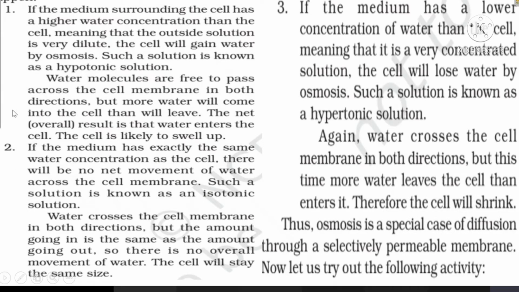Whereas if you put the cell in a hypertonic solution, it means it's a highly concentrated solution. Concentrated means not water concentration, but salt or sugar. That will be high concentration. That kind of solution is called a hypertonic solution, where the salt content is more. If you put a cell inside such a solution, the cell has comparatively more water when compared to the solution. So osmosis will take place from the cell to outside. Whatever water is there in the cell will come out. The cell will lose water by osmosis.